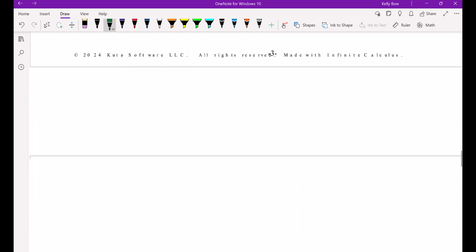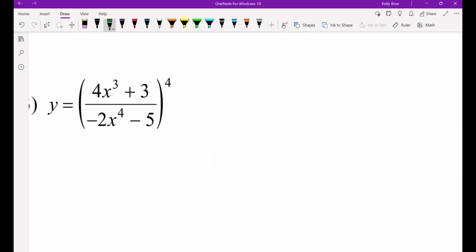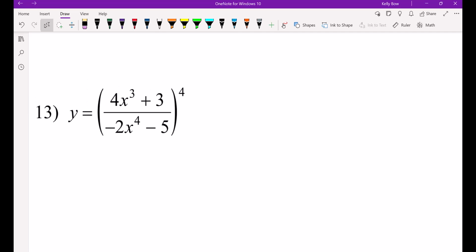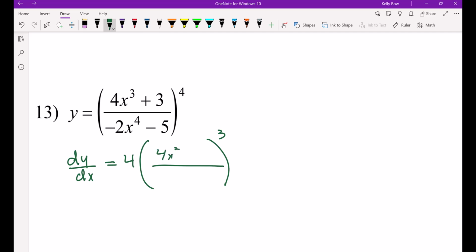Okay, you're going to do something similar like that with the quotient rule. But here's the tricky part. There's a quotient rule on the inside of a chain rule first. So if we took dy dx, it would be 4 times that to the 3rd. Now we have to multiply this by the derivative of all of that.